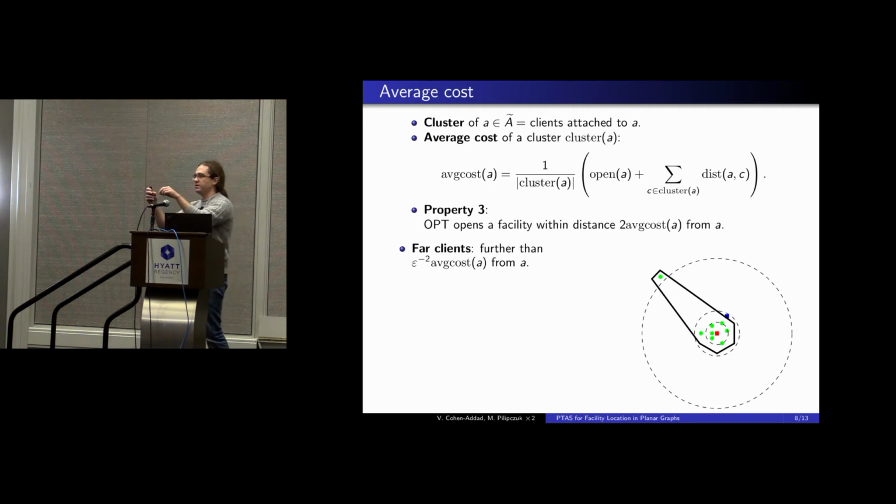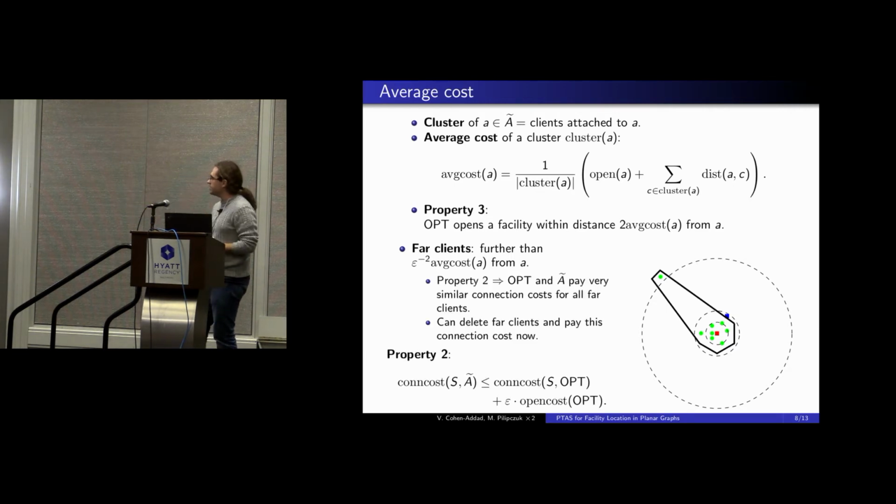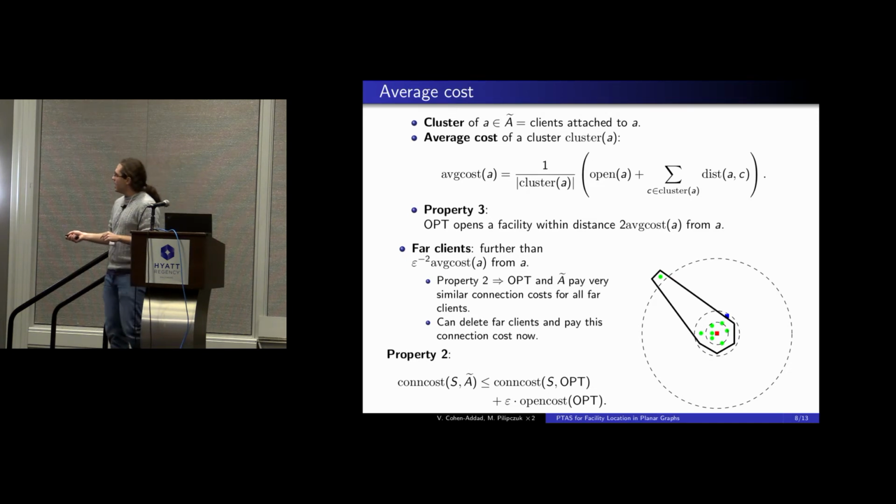So now I'm looking not at the clients very close to the center, but at the clients very far, that are super far compared to the average cost from the center. And what I'm saying here is that I have this property too, okay? This property 2 says that if I look at all the far clients, so I now set S to be all the far clients in all clusters, in the optimum solution they don't pay less in connection cost than they pay in the approximate solution. That's what this one says. But in the approximate solution, they pay a lot. They pay like the average cost of clusters over epsilon squared. And I have the property that there's somebody from the optimum solution close here, like twice the average cost.